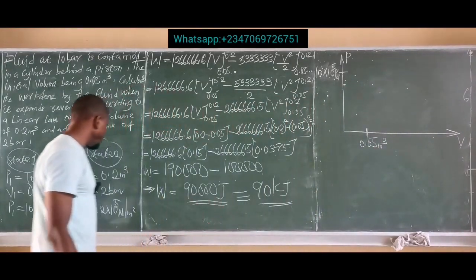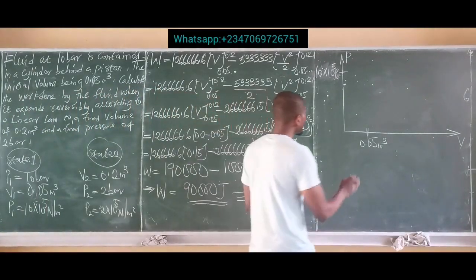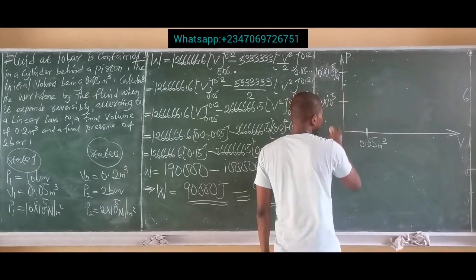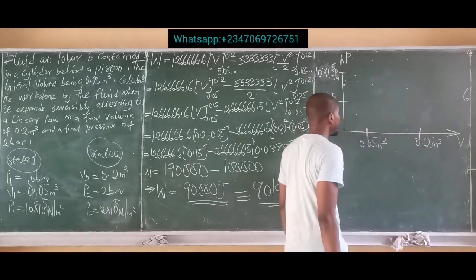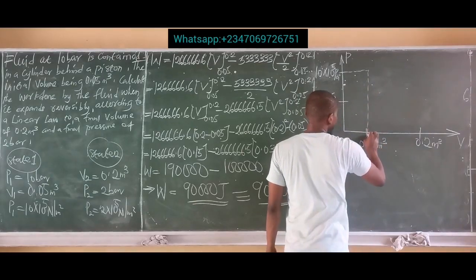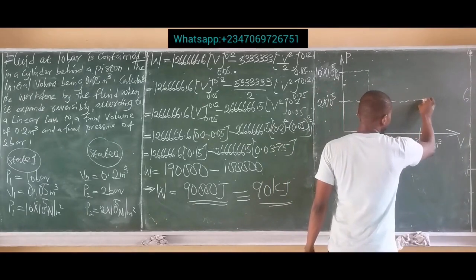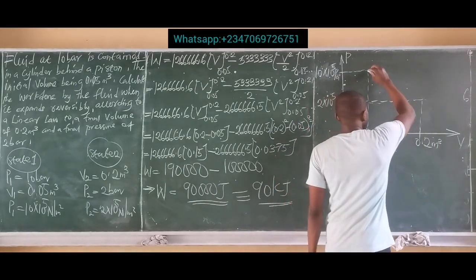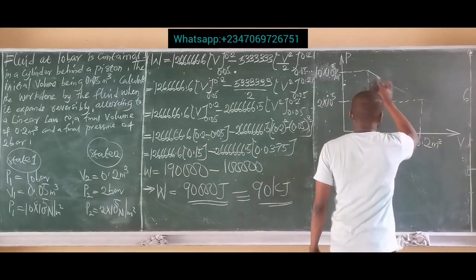At stage 2, the pressure drops to 2 bar, the volume is 0.2. Okay, at stage 2, pressure is 2 bar, which is 2 by 10 to the power of 5, and the volume is 0.2 meters cube. So let's relate them. The first pressure to the first volume, this is where they meet. Second pressure, okay, second pressure to second volume, this is where they meet. And since it is a linear law, it means we are going to be having a straight line graph, something like this.